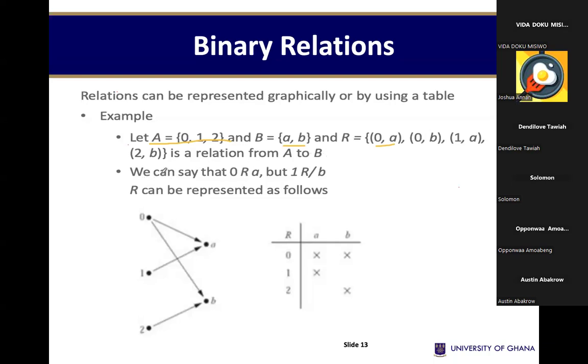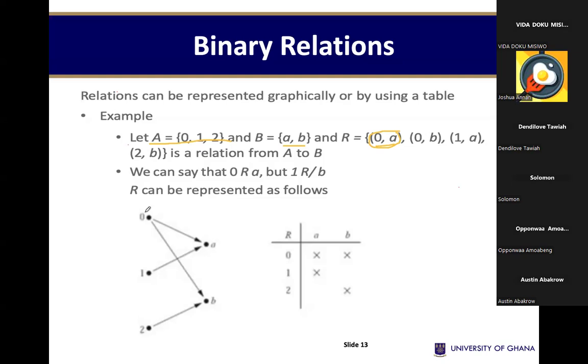We can say that 0 is related to A, which is true. From here, 0 and A are related. Can you see that? But what can't we say? We cannot say that 1 is related to B. 1 is rather related to A, but 1 is not related to B. Don't ask why, it's a particular example. So it is not always mandatory for every element across the two sets to be related.